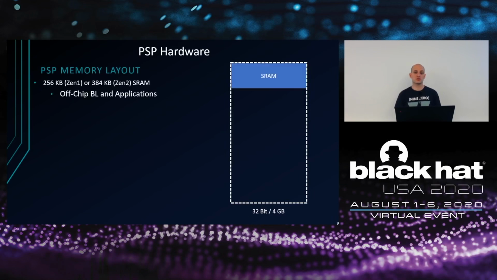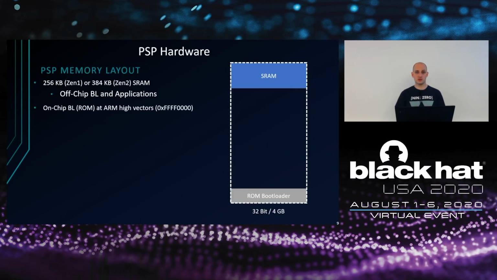And the SRAM is either 256 kilobytes for Zen 1 CPUs or 384 kilobytes for Zen 2 CPUs. And this is the whole memory which is used to store and execute the off-chip bootloader and all its applications. Now, at the ARM High Vectors page, at the end of the address space, we have the ROM bootloader. This is present at a fixed memory location, and this is the start of the boot process.